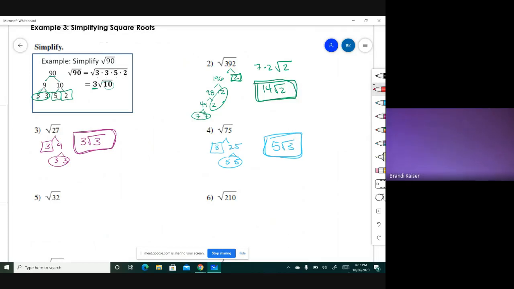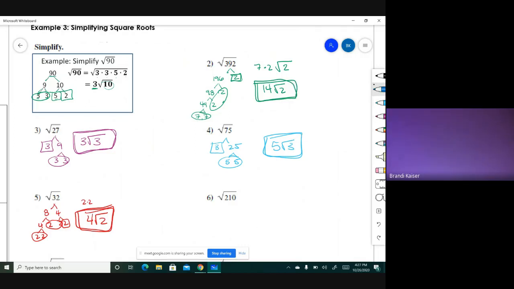Okay, for 32, lots of things go into 32. We can do 8 and 4. 8 can break down to 4 and 2. 2 is a prime, so I can leave it alone, but 4 can become 2 and 2, and this other 4 can also become 2 and 2. If I try to pick out my pairs, I have one pair of 2s, another pair of 2s, and a single 2. Because 2 2s move outside, 2 times 2 becomes 4, and my single 2 stays inside. Here's my simplified version, 4 radical 2.